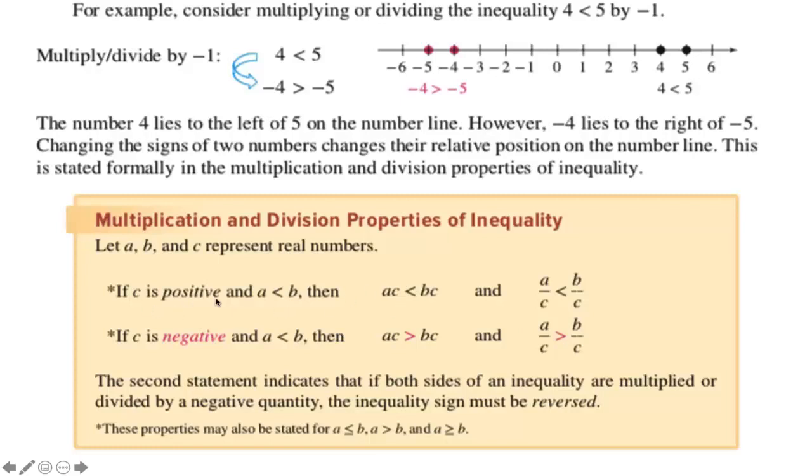If C is positive and A is less than B, then if I multiply by C on both sides, A times C is less than B times C. And A divided by C is less than B divided by C. So again, this is the original. Multiplying by C or dividing by C will preserve the inequality. But if C is negative, if I multiply by C, then the less than becomes the greater than. And if I divide by C, again, the less than becomes the greater than. Sorry about that. So that means, again, the inequality is reversed.